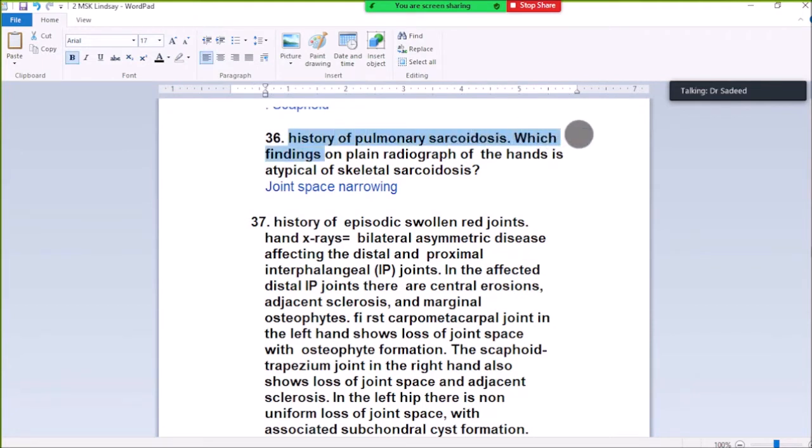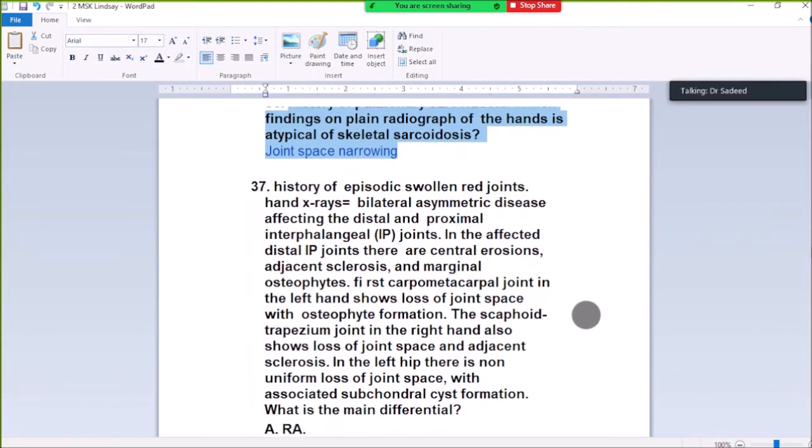36. History of pulmonary sarcoidosis. Which finding on plain radiograph of the hand is atypical of sarcoidosis? Joint space narrowing. Joint space narrowing is not seen in sarcoidosis. It is atypical.